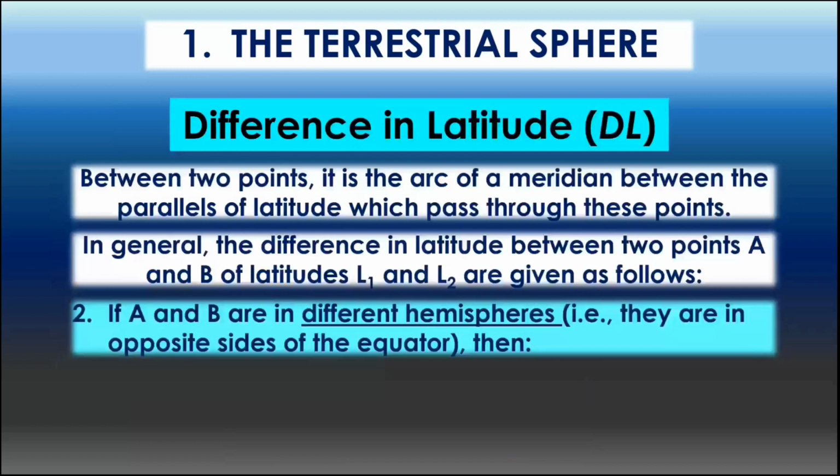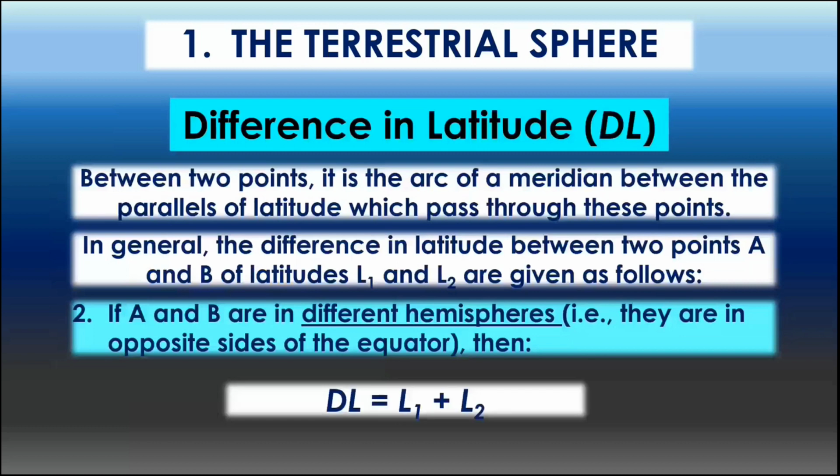And then number two, if points A and B are in different hemispheres, for example, one is on the northern hemisphere and the other one is on the southern hemisphere, what are you going to do?